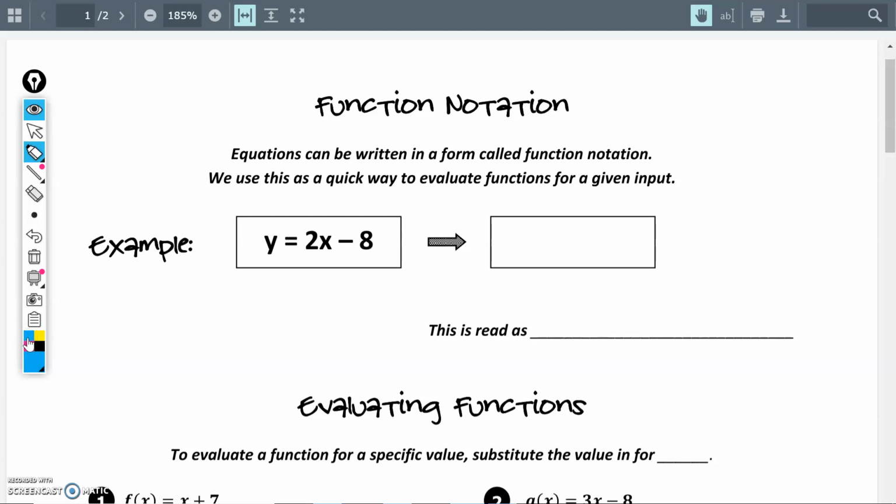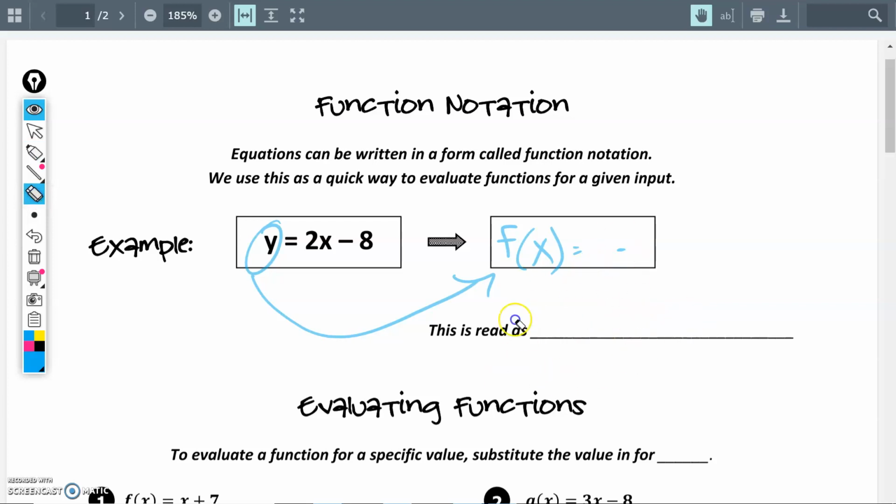So function notation is taking an equation written y equals, for example, y equals 2x minus 8, and we can rewrite y as f parenthesis x and then the 2x minus 8. We read this as f of x. That's how mathematicians say it. So instead of y, we can replace it with f of x.